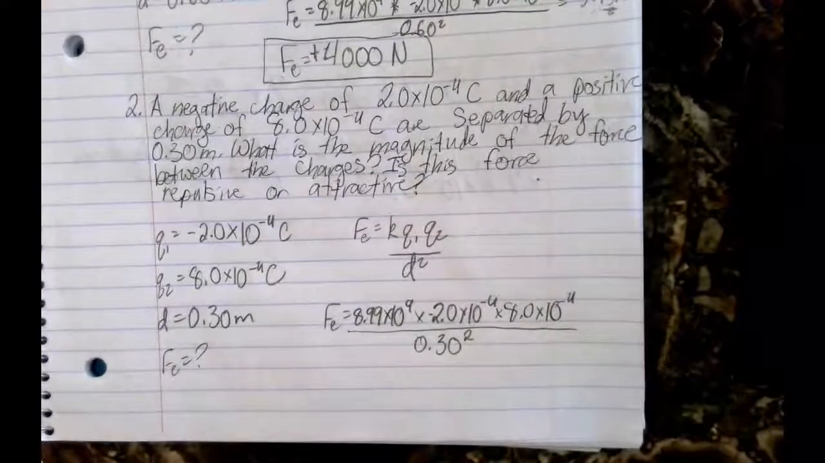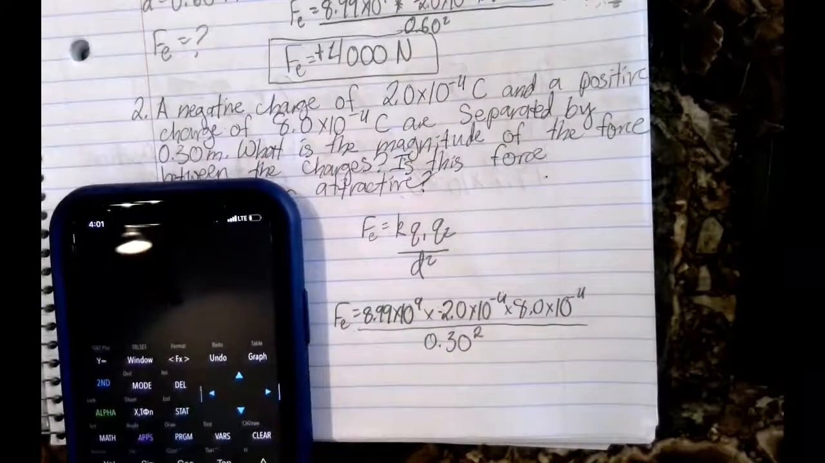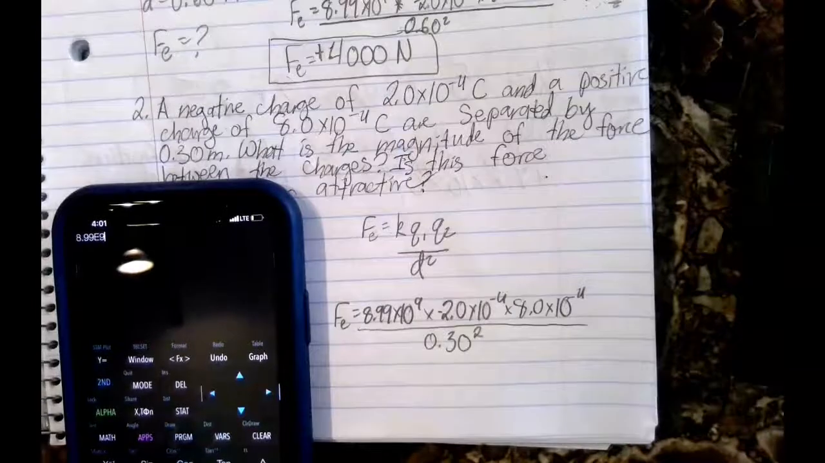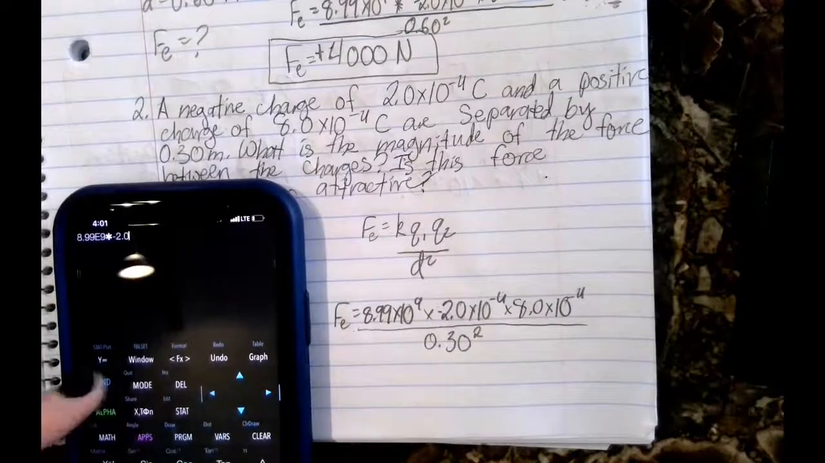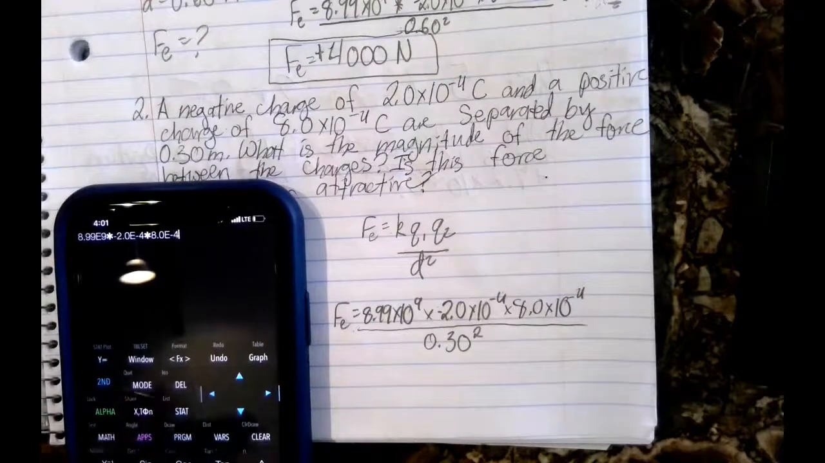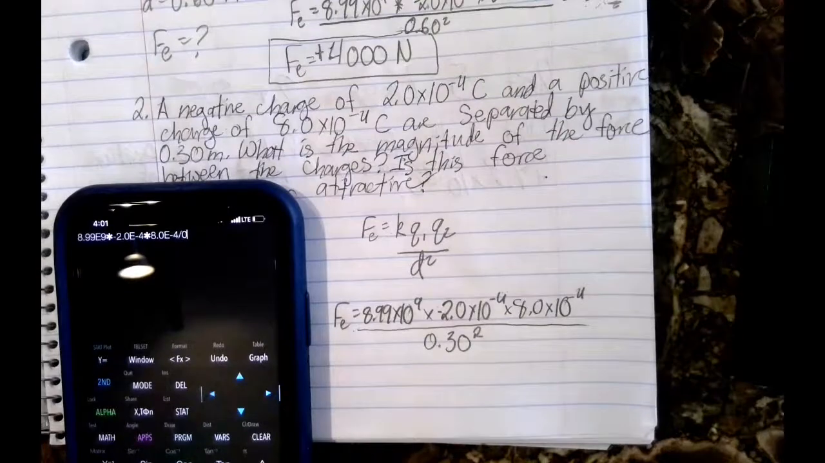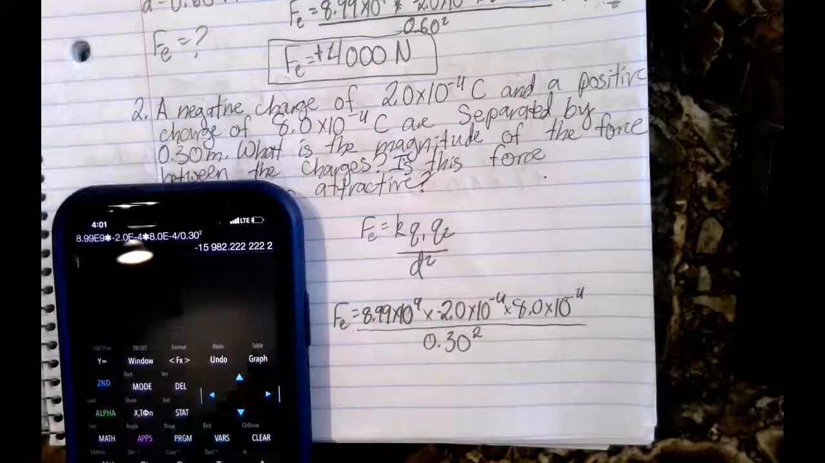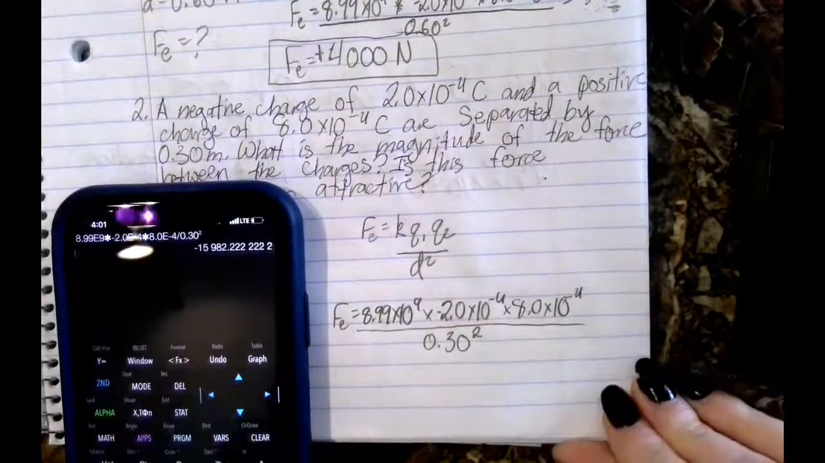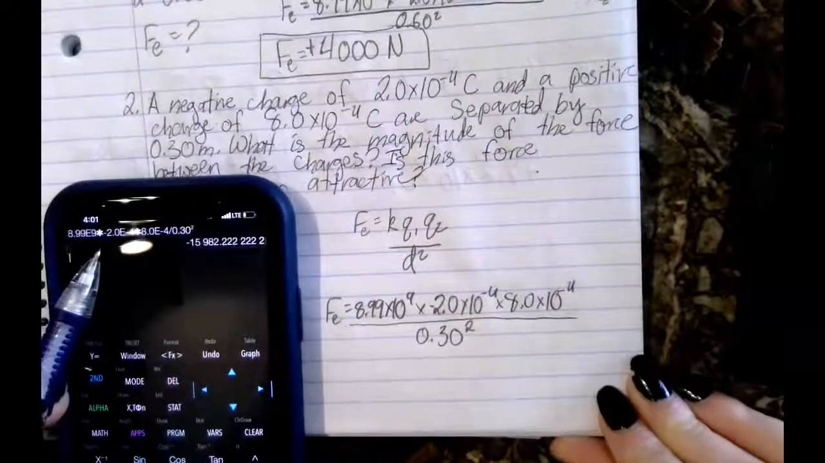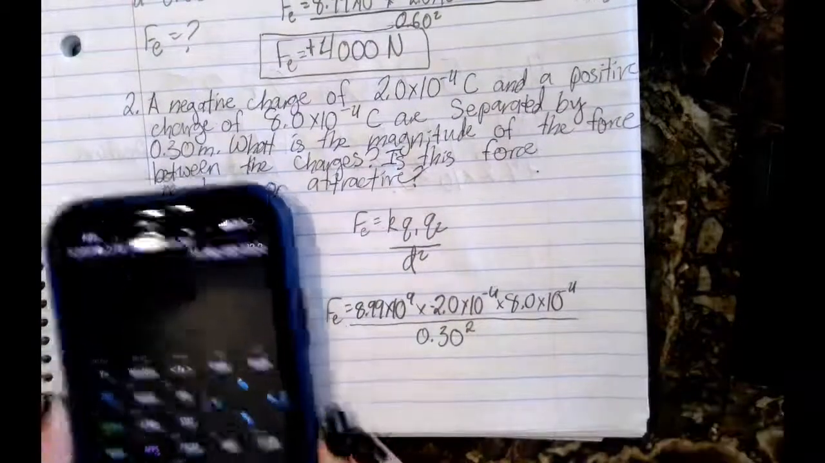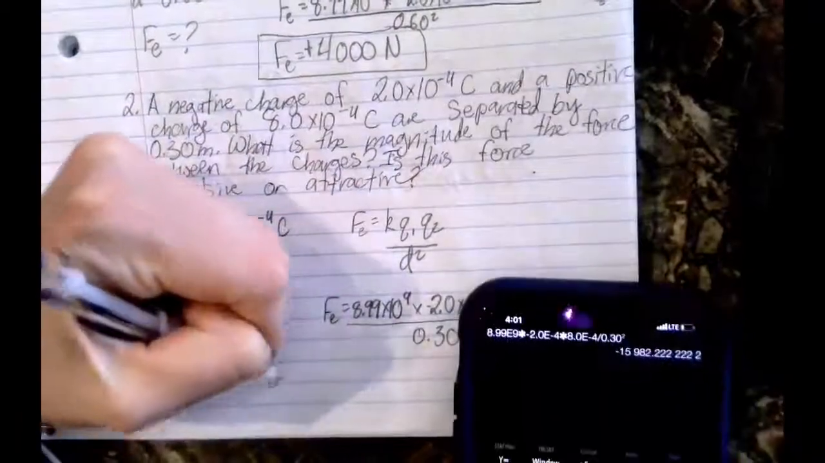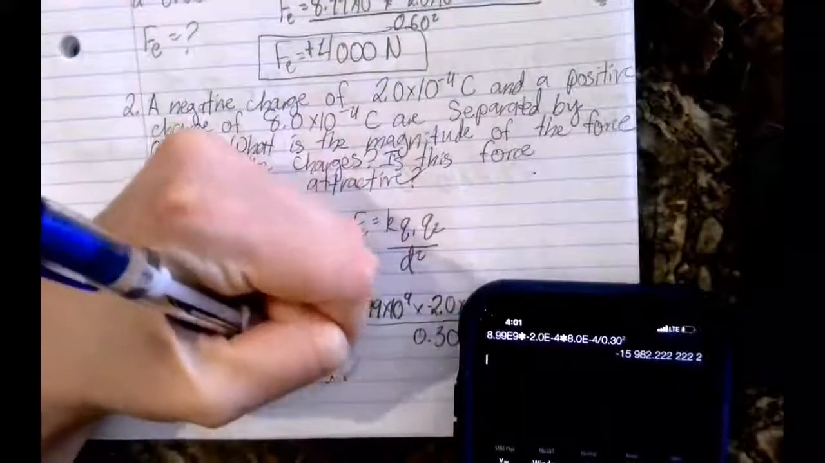Getting out our calculator, I can start typing 8.99 times 10 to the 9th times negative 2.0 times 10 to the negative 4 times 8.0 times 10 to the negative 4 divided by 0.30 squared. And I'm getting 15982. Double checking that I typed all that in correctly. Okay, so I'm getting that Fe equals negative 15982.